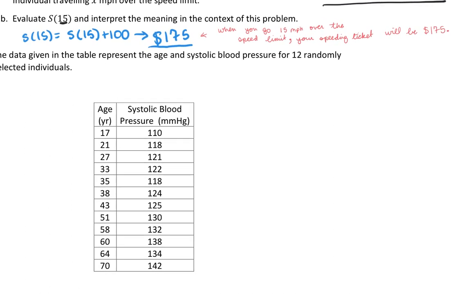So it says the data given in the table represent the age and systolic blood pressure for 12 randomly selected individuals. So this is essentially an XY graph, or a YX graph, but it's essentially two variables, one that depends on the other. And here it seems that your blood pressure will depend on how old you are.